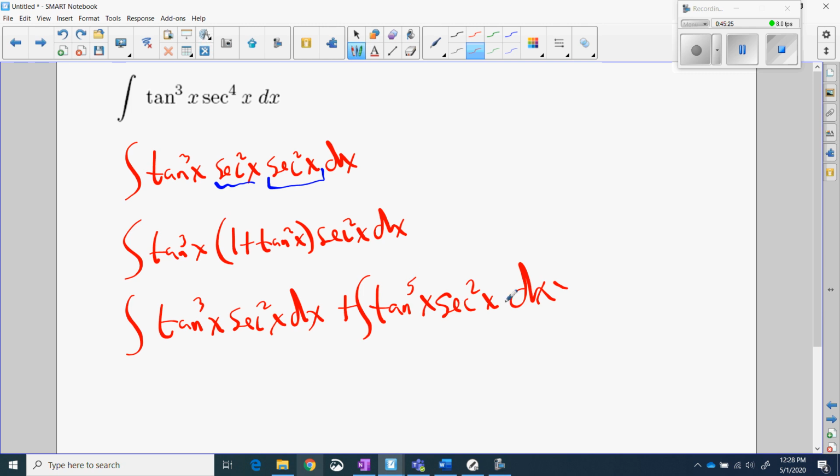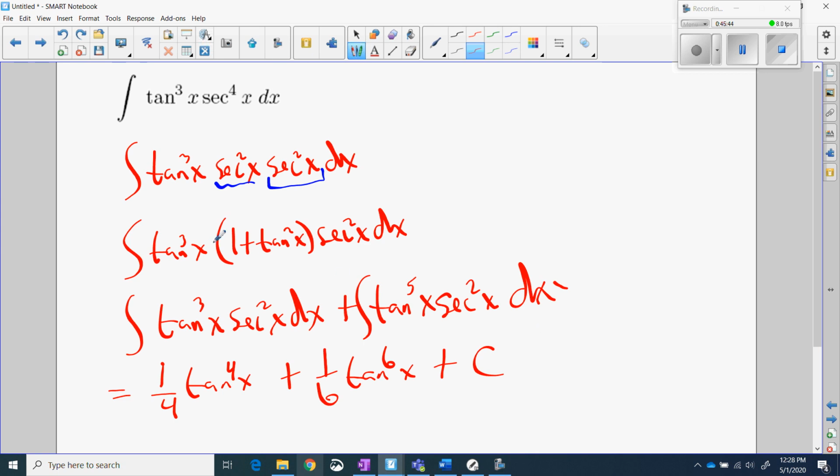U to a power du. Perfect. Two chain rules. 1/4 tangent to the fourth x plus 1/6 tangent to the sixth x plus c.